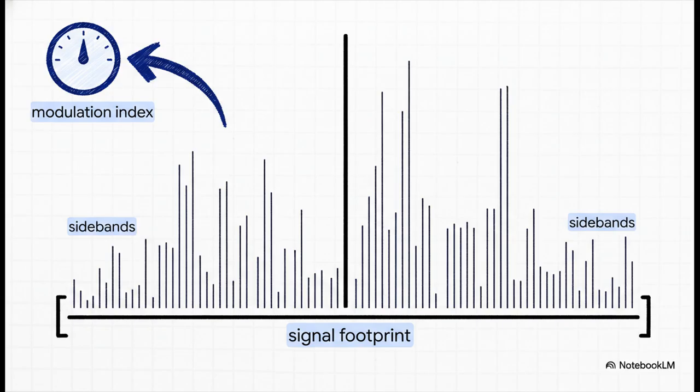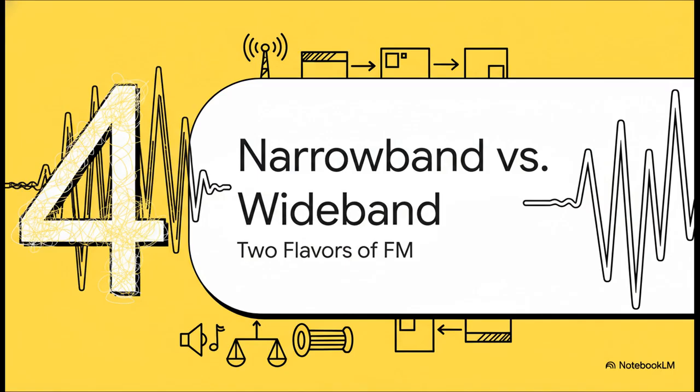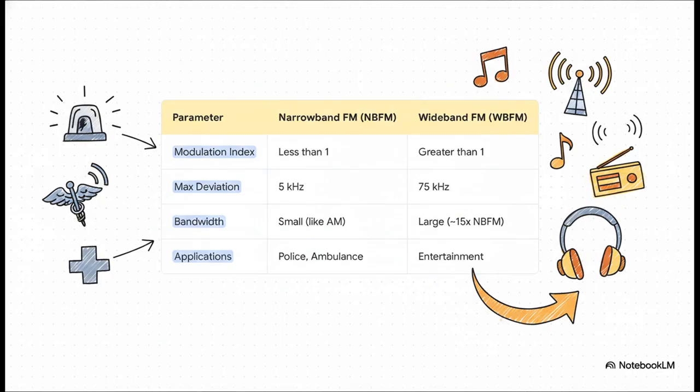And that leads us to two very different flavors of FM. Yeah, so depending on what you're trying to do, engineers have to pick between two main types of FM. And it all boils down to that classic trade-off. Do you want super high quality, or do you want to save on bandwidth? And this chart just lays it out perfectly.